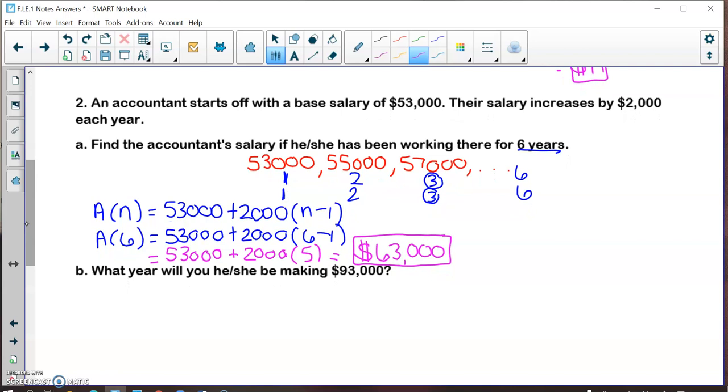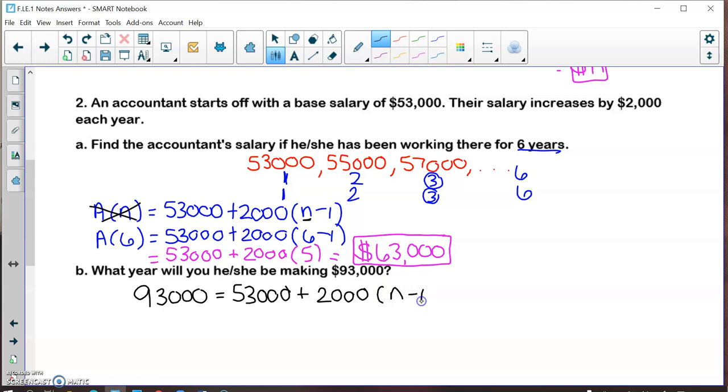Now it says, what year will he/she be making $93,000? So what we do here is, n, remember, represents the number of years. So what we want to do is put 93,000 in for A of n. Now I want to find n. This is just a simple equation. I'm going to first distribute the 2,000 in.